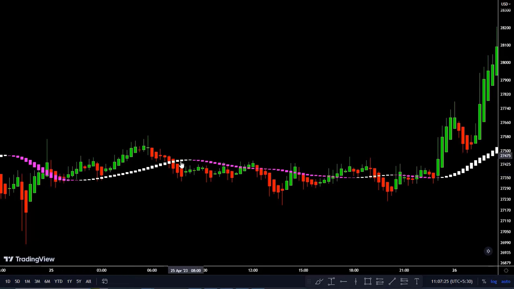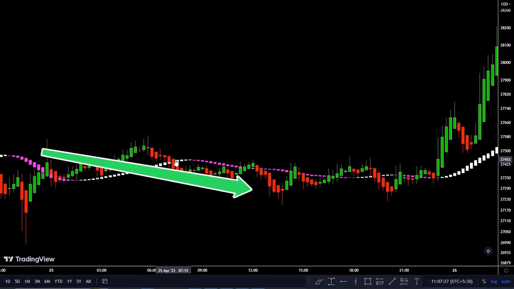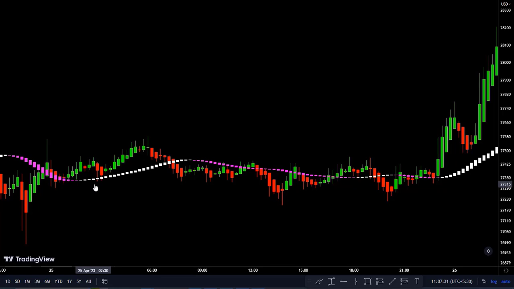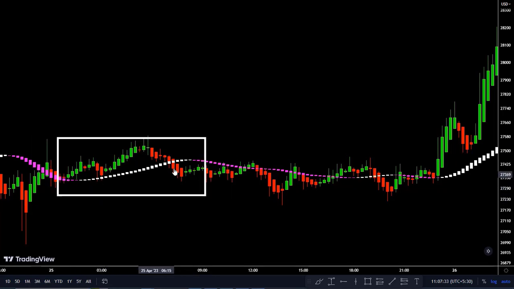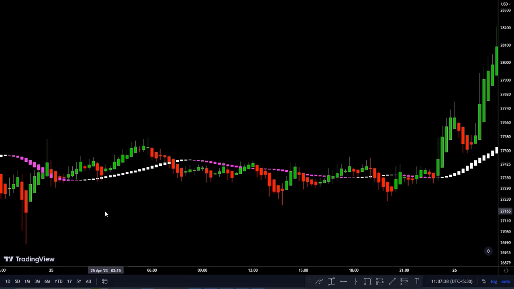In this example, the price was trending to the downside. Then the price broke above the Heiken Ashi candles and they turned white. But this is only short-term price fluctuation. We cannot be sure that the bullish trend has been established yet. The same thing happened right here and the market continued its downward move.